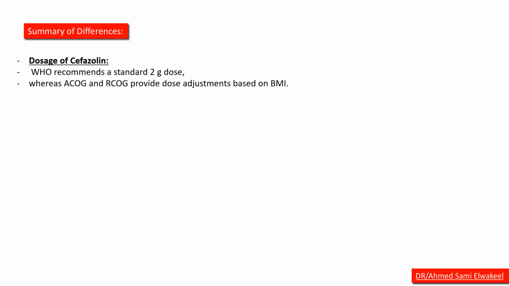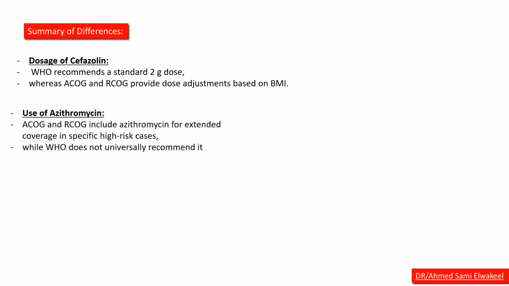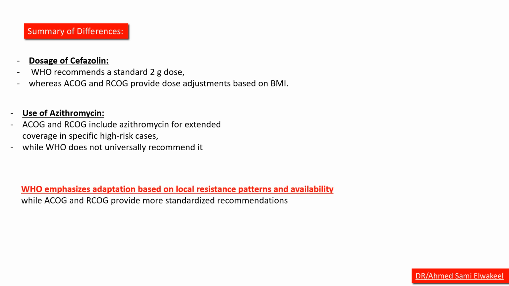Summary of differences between American College, Royal College, and WHO. Dosage of cefazolin: WHO recommends a standard 2-gram dose, whereas American College and Royal College provide dose adjustments based on body mass index. Use of azithromycin: American College and Royal College include azithromycin for extended coverage in specific high-risk cases, while WHO does not universally recommend it. WHO emphasizes adaptation based on local resistance pattern and availability, while American College and Royal College provide more standardized recommendations.